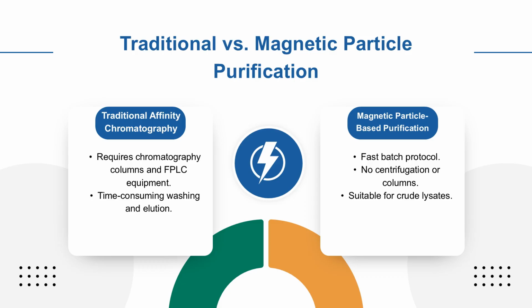No centrifugation or vacuum filtration is needed. This column-free workflow dramatically reduces hands-on time and simplifies the process. It also scales easily from microliter volumes in 96 well plates to milliliter or even liter-scale preparations in tubes or flasks. This is especially useful for labs with limited infrastructure or high-throughput demands.